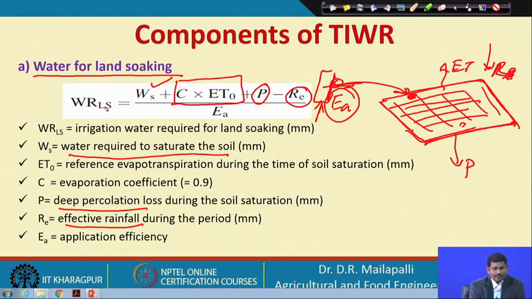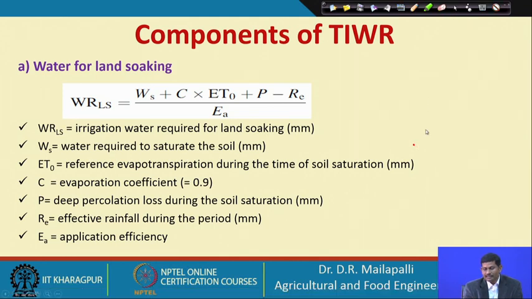So, the water for land soaking is equal to the water used for saturation, plus the evapotranspiration during that time, and P for depercolation, that is another loss. These are all the losses, and then this is the additional amount you are giving, and if you put in the efficiency term, this is the total water for land soaking.